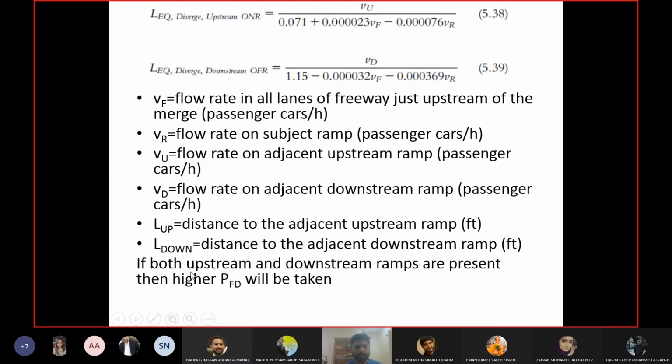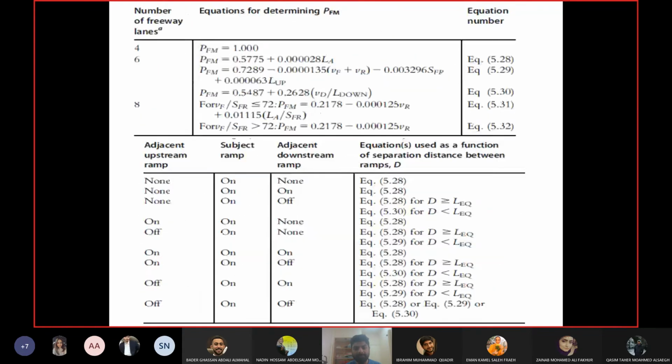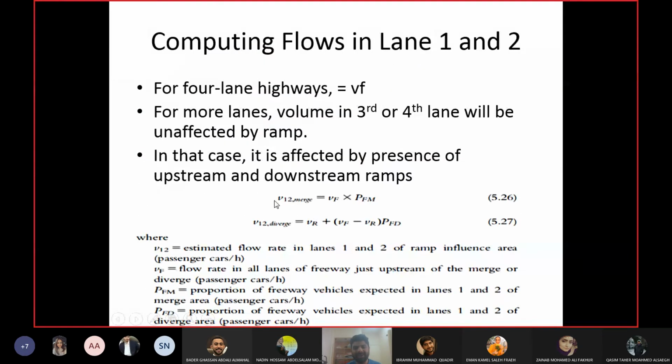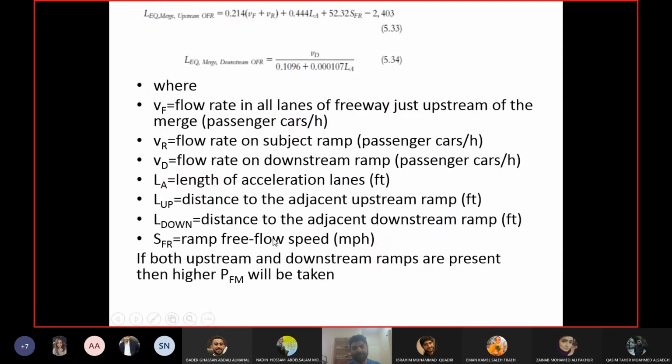And if you have both upstream and downstream ramps available, you will calculate the PFD using both conditions, and then you will take the higher value of PFD, as I said earlier. So these are quite detailed equations and parameters for calculating PFM or PFD, whatever is your case, and then you go back to putting them into this equation. Again, our aim is to find the flow rate in the two adjacent lanes of the merge and diverge area. Once you calculate the PFD or PFM, you go back there.